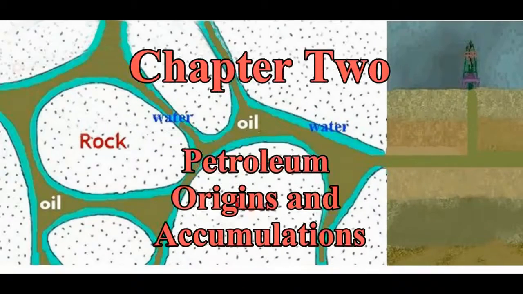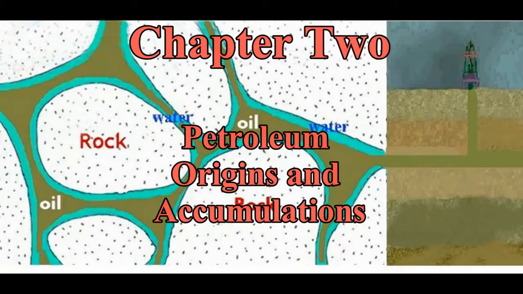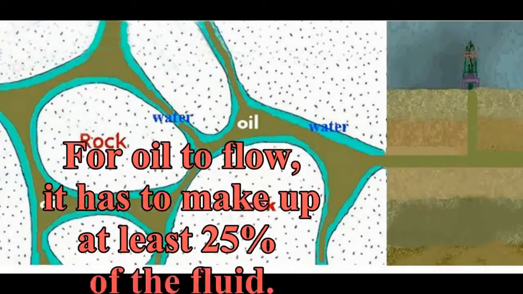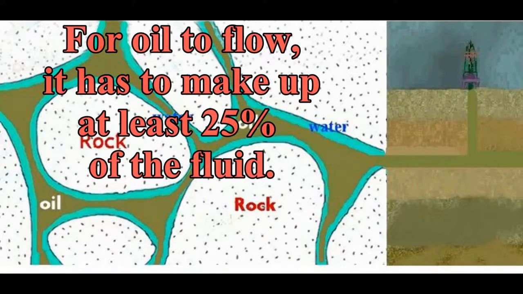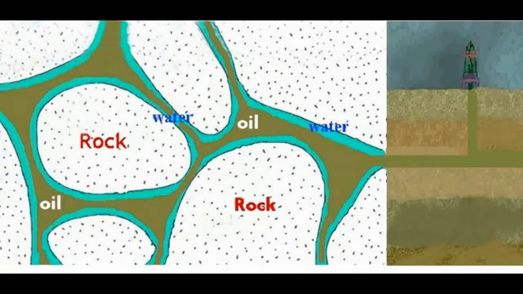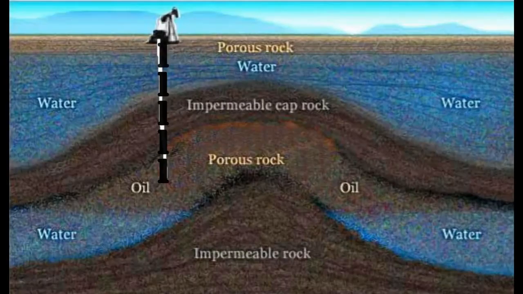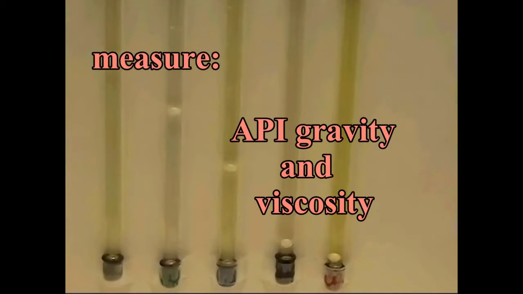Let's take a few minutes to review what was said in Chapter 2. There, I showed you a hypothetical well and asked if, after drilling a well, whether only water would flow or whether both oil and water would flow. At that time, I explained that for oil to flow, it has to make up at least 25% of the fluid. Otherwise, only water would flow. This exact percentage where oil will flow is known as critical saturation. Since every reservoir is a little different, we need to determine critical saturation for our particular reservoir. We do that by measuring the API gravity and viscosity of oil samples in the laboratory.